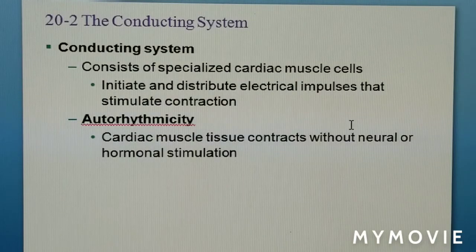Conducting system consists of specialized cardiac muscle cells that initiate and distribute electrical impulses that stimulate contraction. Autorhythmicity: cardiac muscle tissue contracts without neural or hormonal stimulation.